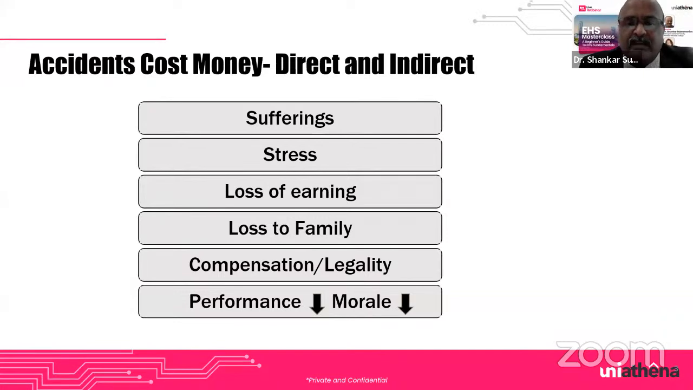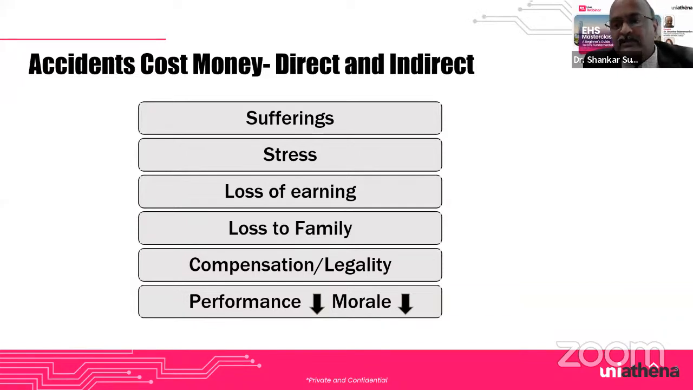Some of the direct implications could be suffering, loss of life, stress, and even loss of money. If it's a loss of life, then there is a loss to the family. Obviously, indirect costs are involved. It could be compensation you need to pay if the legality stands. Other factors are also important, because in terms of insurance, the insurance premiums may increase, so that could be an added cost.